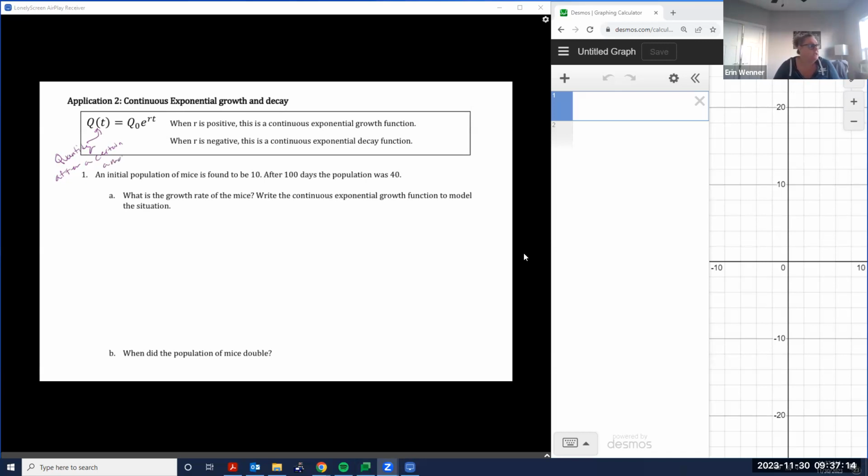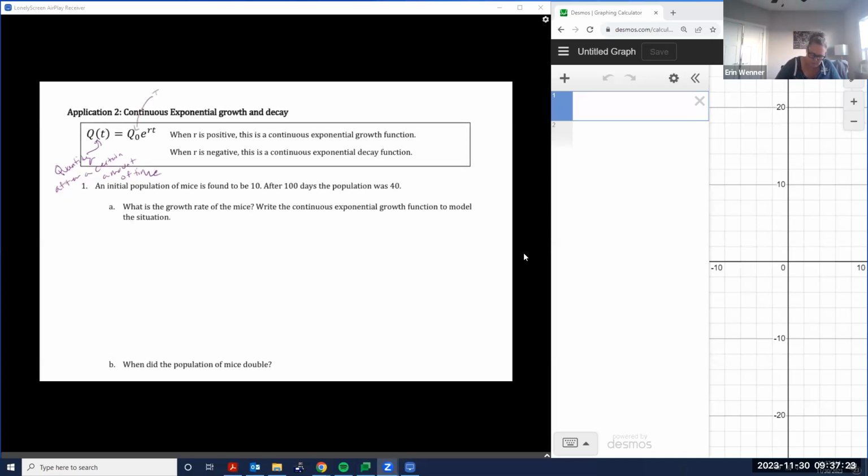So we've got Q of t equals Q sub 0. So Q sub 0 is the initial quantity times e to the RT. So R is our rate. If it's positive, then we're experiencing exponential growth. If your rate is negative, then you're getting exponential decay. So R is our rate, and then T is your time. Okay.